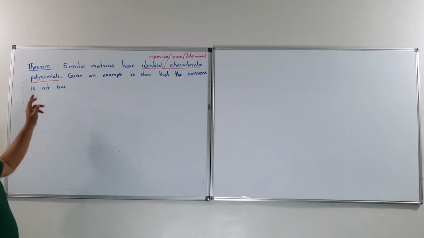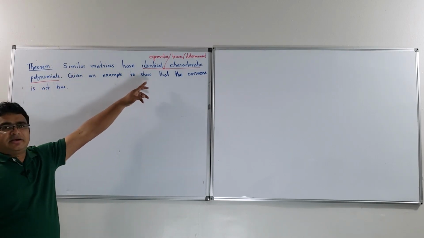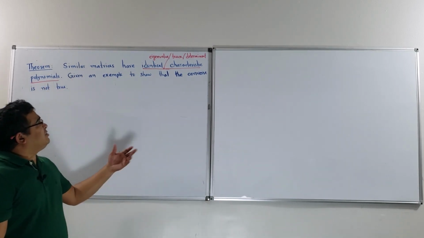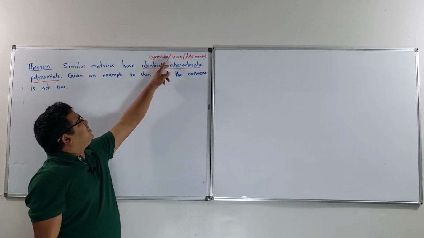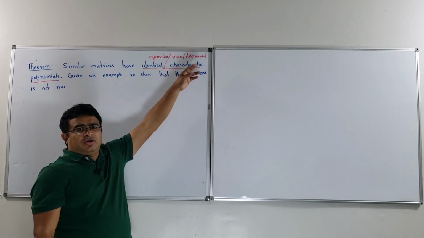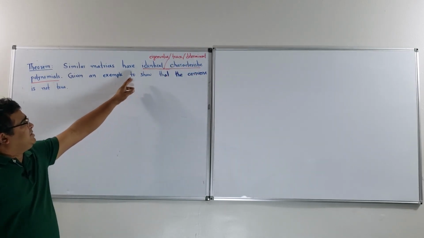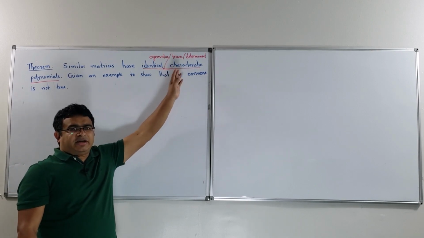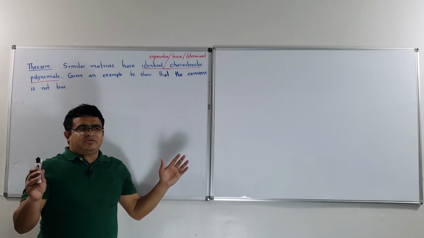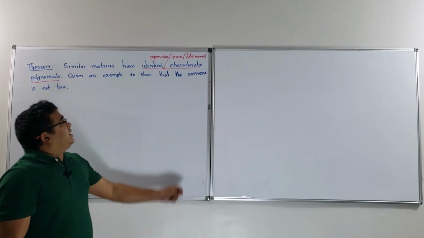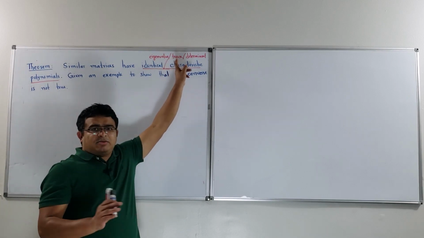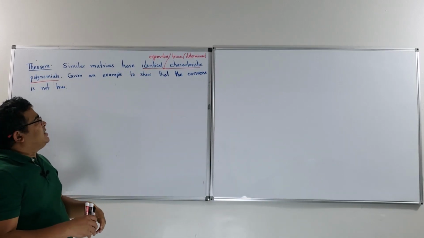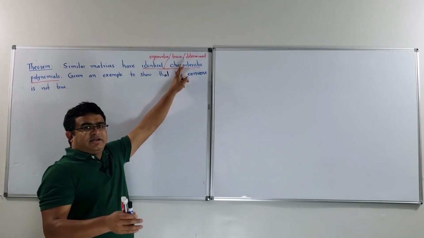In this video, we will prove the theorem that similar matrices have identical characteristic polynomials, and if they have identical characteristic polynomials, then they also have the same eigenvalues, trace, and determinant. Why? Because from the characteristic polynomial we can get the eigenvalues. So if they have the same characteristic polynomial, they have the same eigenvalues. And what is trace? Trace is the sum of eigenvalues. So if two matrices have the same eigenvalues, the sum of the eigenvalues is the same, so their trace is the same.